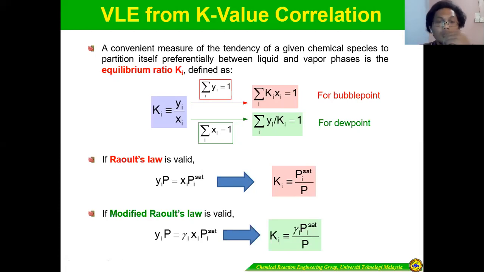If Raoult's law is valid, Ki is equal to Pi saturated divided by P. And if modified Raoult's law is valid, Ki equals the activity coefficient times Pi saturated divided by P. This is for a non-ideal solution. How can we determine this, or how can we determine the pressure as well as the temperature?